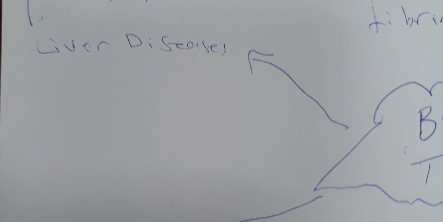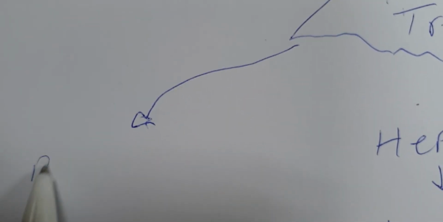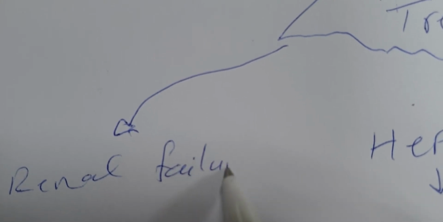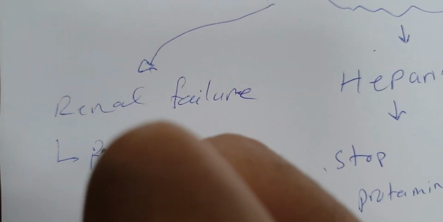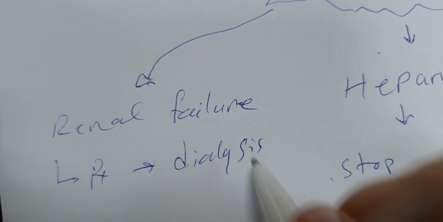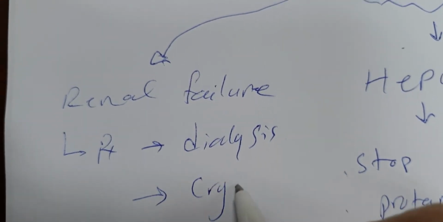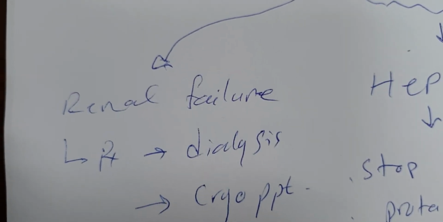And the last thing, renal failure bleeding. Here we can use dialysis or cryoprecipitate or DDAVP or erythropoietin.